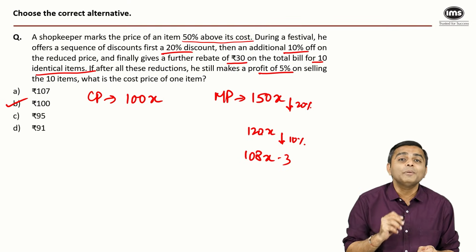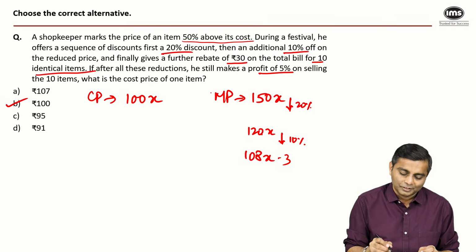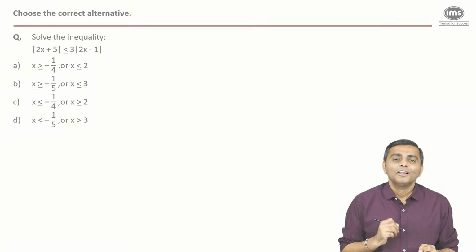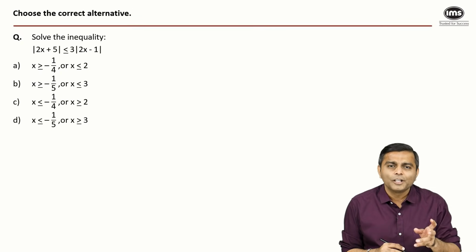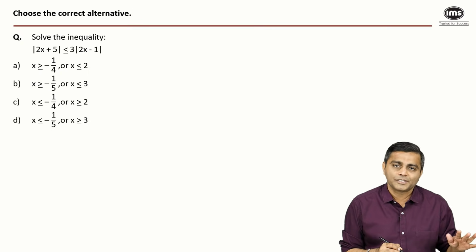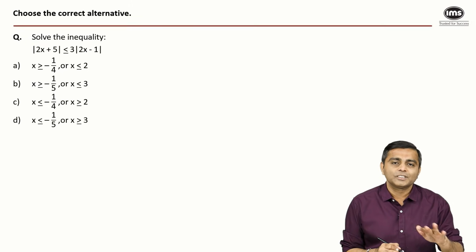So I would say option B, rupees 100 should be the cost price of this particular item. Moving on to the next question now. It's a simple inequality, just that it is mod, so we'll have to square it. Otherwise, the question is very simple. I would definitely put this in category A.